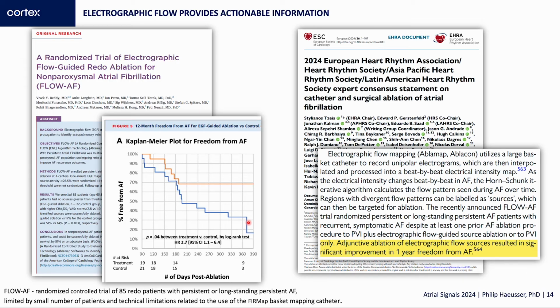So the total recurrence would be 1/3 of 1/3. Anyway, the added value of EGF is also recognized in this 2024 consensus paper, where it says, adjunctive ablation of electrographic flow sources resulted in significant improvement in 1-year freedom from AF.